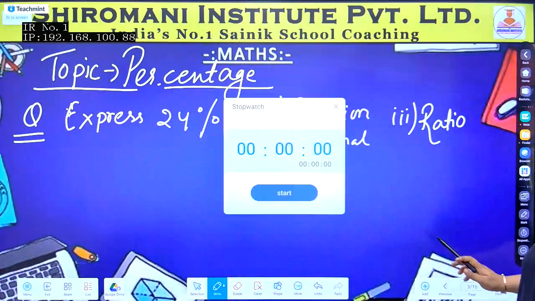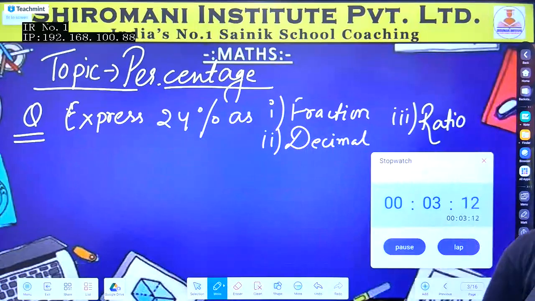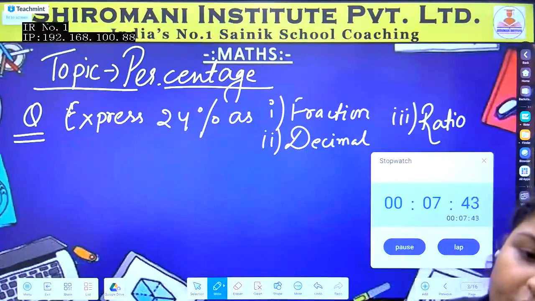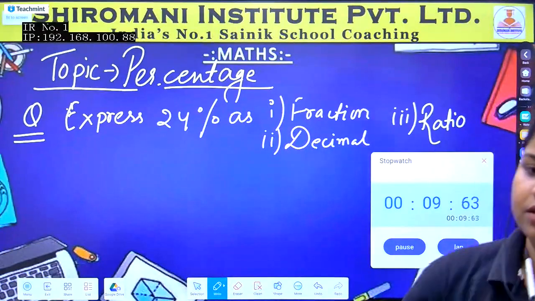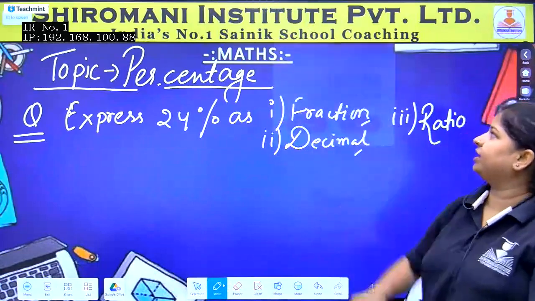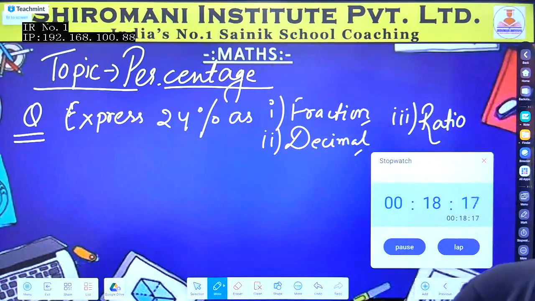I don't think we learned ratio. You did not learn ratio. Did you learn fraction? Yes, ma'am. We learned fraction and decimal, but not ratio. Okay, beta, do fraction and decimal. You have 1 minute 30 seconds.